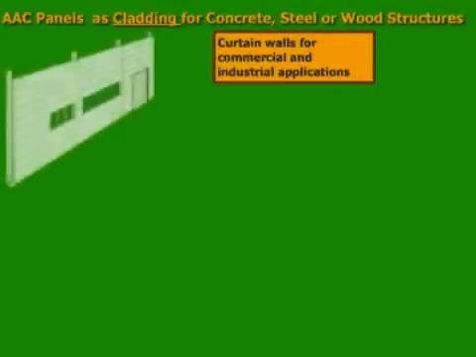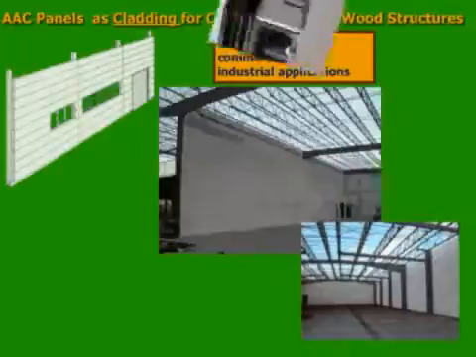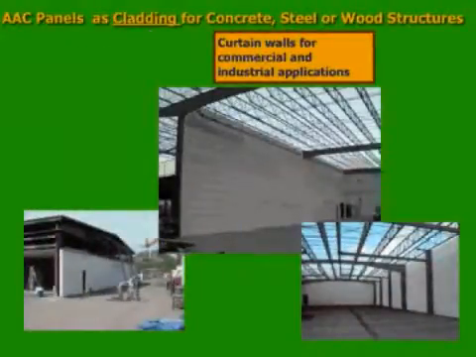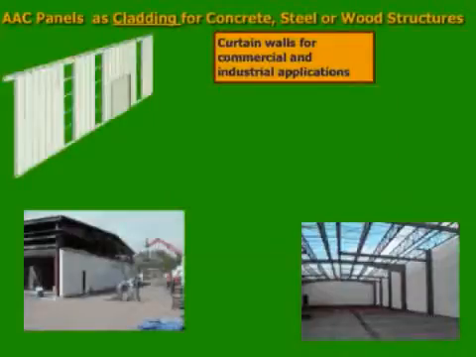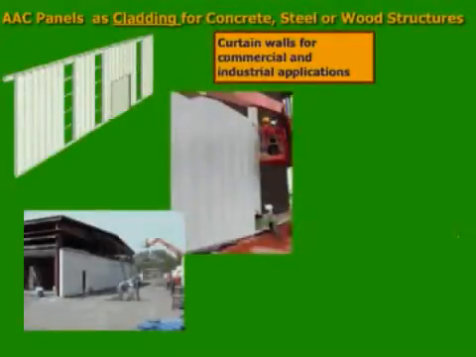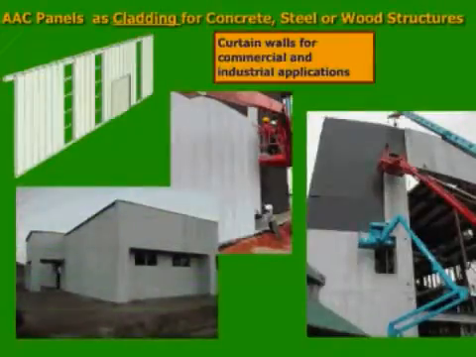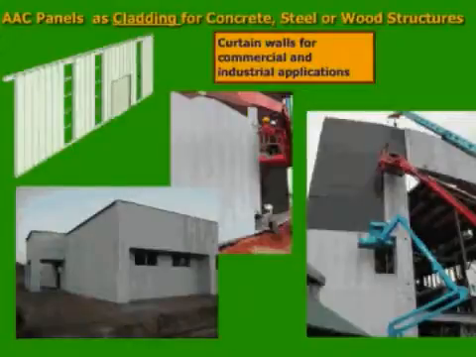AAC panels as cladding for concrete, steel or wood structures. AAC panels with their maximum length of 20 feet can be used in a horizontal application for cladding of post and beam structures. If the base span exceeds 20 feet, we use the panels in a vertical direction so that we can span from elevation to elevation beam.